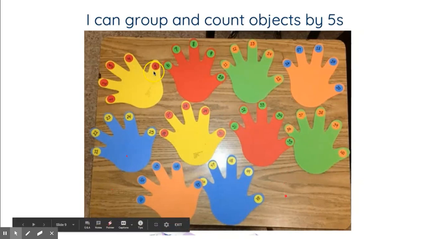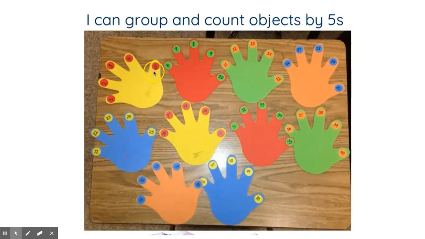Wow, look here. What do you see? Let's pause. Yes, we saw hands. On every one of the hands are some numbers. Hold up your hand. How many fingers are on your hand? Yes, there are 5 fingers on your hand. All of our hands are in our groups of 5, 5 fingers.